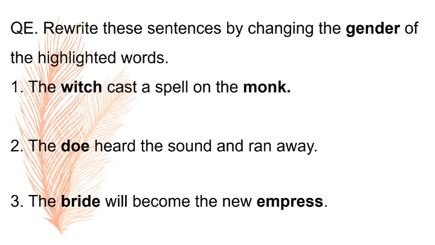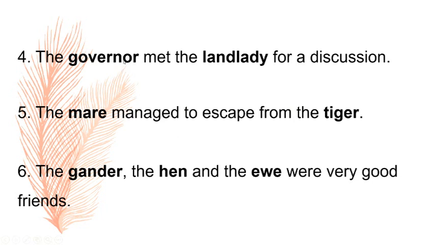So next is number four. The governor met the landlady for a discussion. Change the word governor and the noun landlady into their respective opposite gender nouns. Similarly, the mayor managed to escape from the tiger. Change the word mayor and the word tiger to their opposite gender nouns. The gander, the hen, and the ewe were very good friends. So we have three nouns over here, and you have to rewrite the sentence, changing them to their opposite gender nouns.